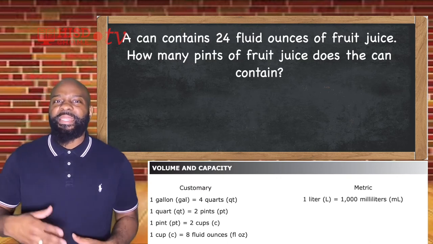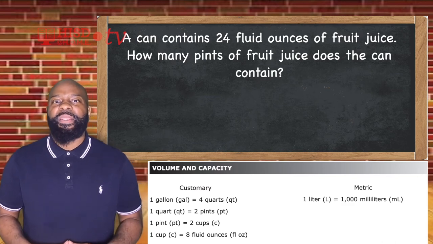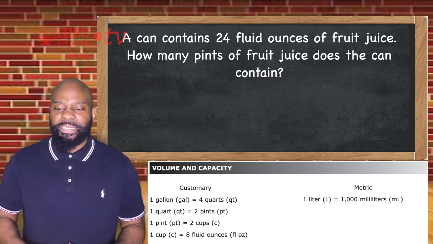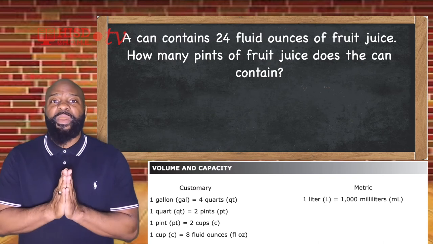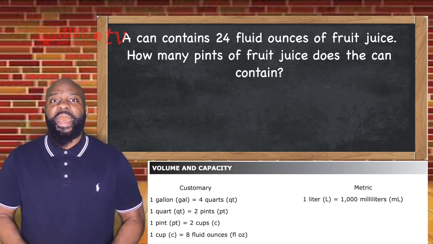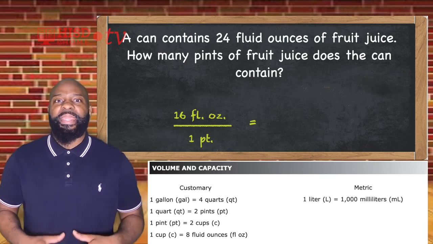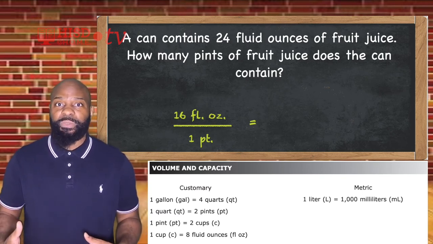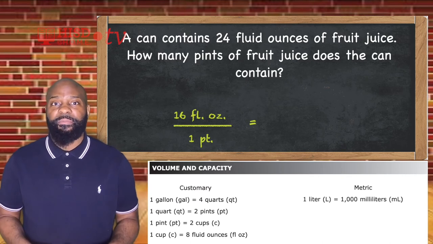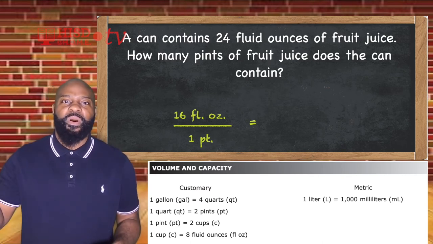So I did a little math right there, but don't worry, that was simple. I just doubled the amount of cups. So now we have our ratio: 16 fluid ounces over 1 pint. Now we have to build a proportion, which is draw the equal sign, and then the fraction bar.